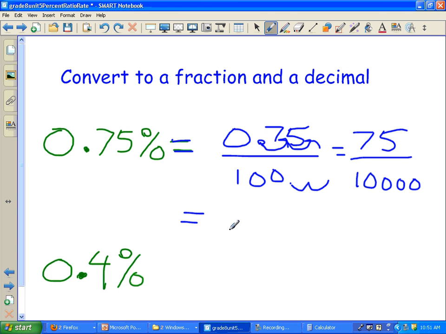As a decimal, we're going to end up with 1, 2, 3, 4 places, because that'll give us our 10,000th place. And we've got to put 75 in at the end of it, because we want 75 in the 10,000ths place. And put zeros, of course, in front of it.